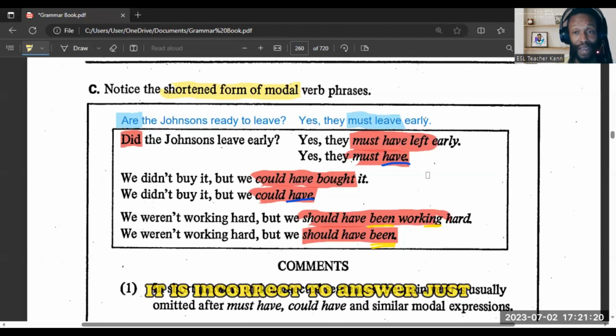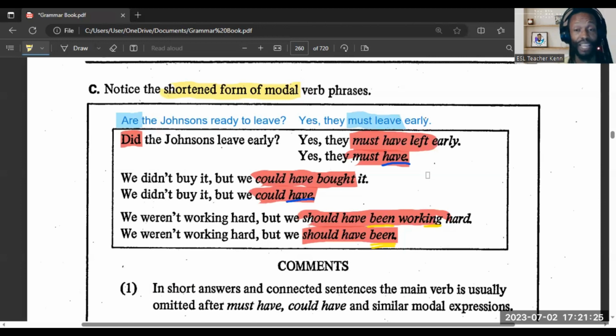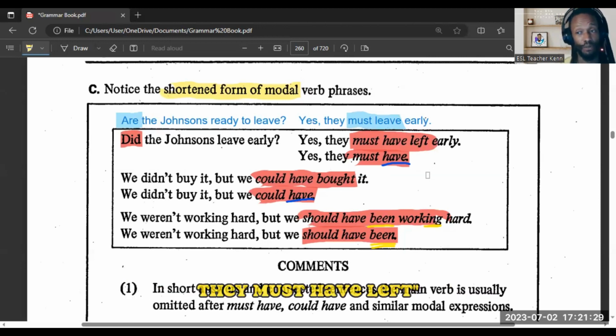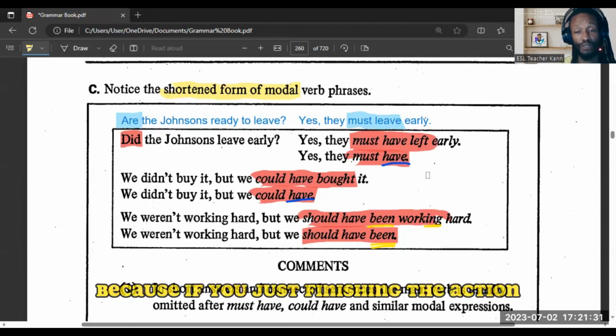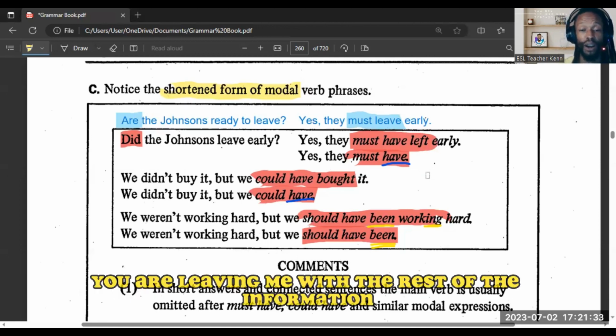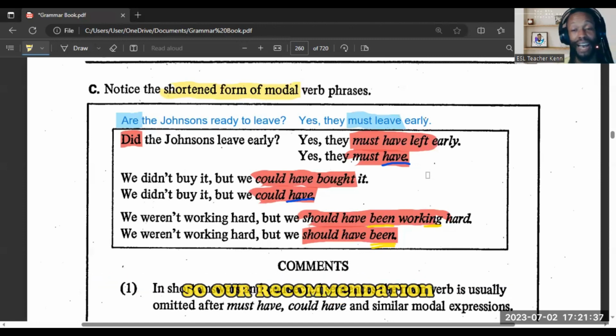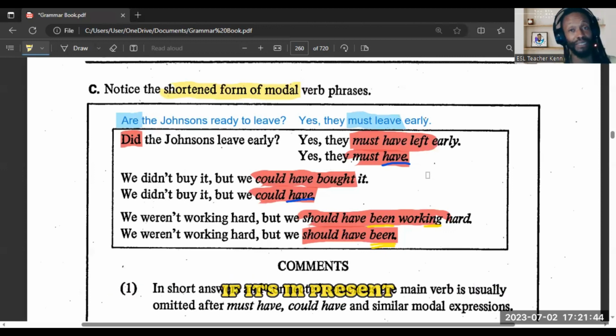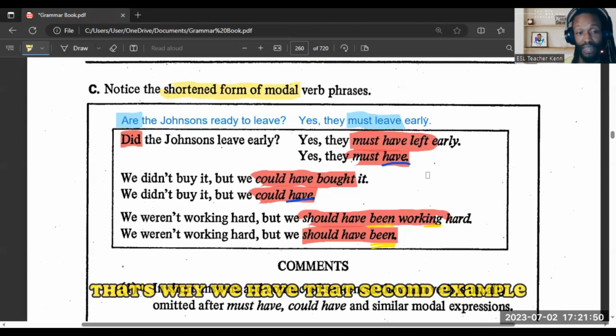It is incorrect to answer just yes, they must. And it is also incorrect to say yes, they must have left. Because if you just finish in the action, you are leaving me with the rest of the information, let's say, hanging. So our recommendation with short answers or the shortened form of the modals, if it's in present, finish in the modal. If it's in past, finish in have. That's why we have that second example there.